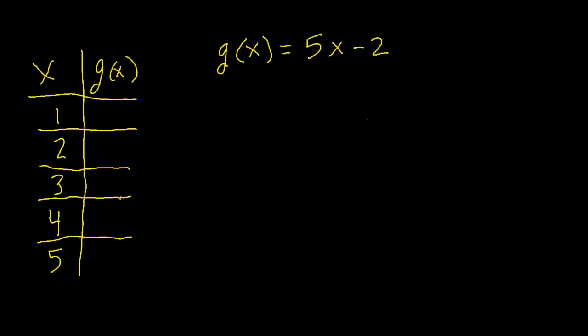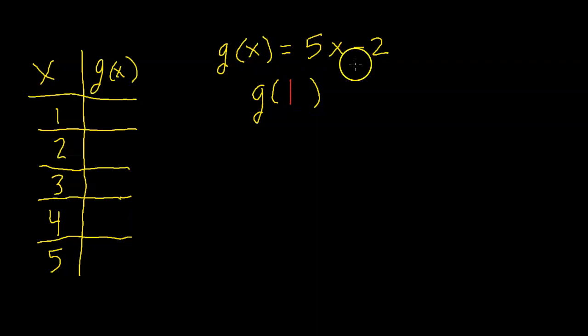Okay, everyone, let's do a couple more examples using function notation and formulas for our functions. So let's say we have the function g of x equals 5x minus 2. That means g of x equals 5 times x minus 2. And what if we were given this table and we were told to fill out this table for the given values of x? All right, that's not hard to do. We just need to take our function g and evaluate it for each of these given inputs, 1, 2, 3, 4, and 5.